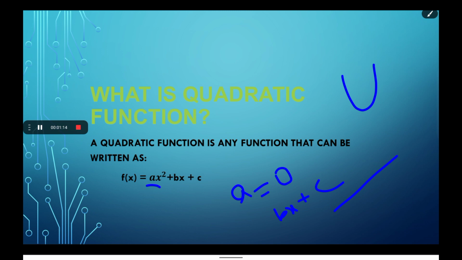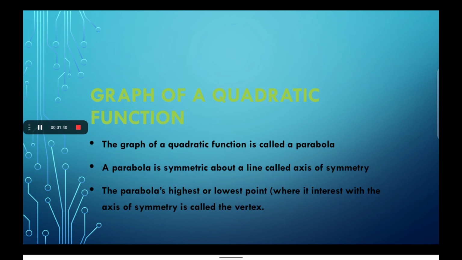Okay, here if a is equal to 0, it changes to a linear function, right? Bx plus c. If a is not equal to 0, the function is like this. This is called a quadratic function. The quadratic function means the highest order degree is 2. I hope you understand this. This a, b, c are the real numbers. Okay, got it? Again, graph of a quadratic function.